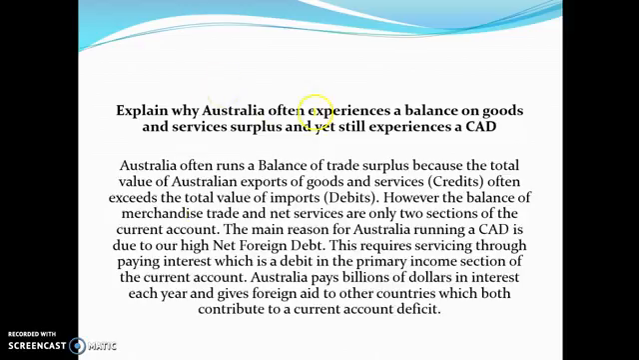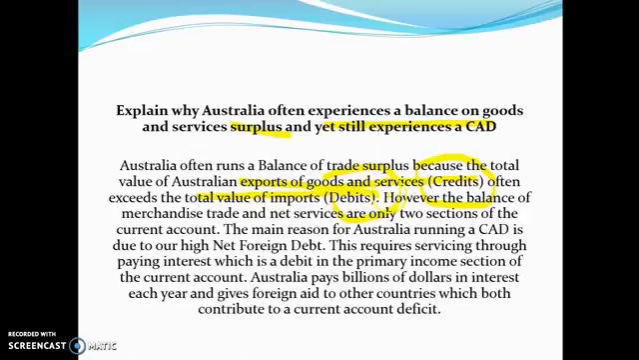Explain why Australia often experiences a balance on goods and services surplus and yet still experiences a CAD. Australia often runs a balance of trade surplus because the total value of our exports of goods and services, credits, often exceed the total value of imports, debits. Try and mention these terms, credits and debits, whenever you possibly can when you're answering these types of questions. You could also say that we have a strong export sector. We have lots of demand for our commodities, which helps us to achieve the balance of goods and services surplus.